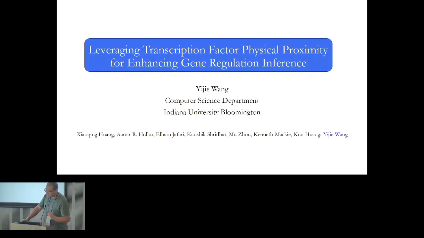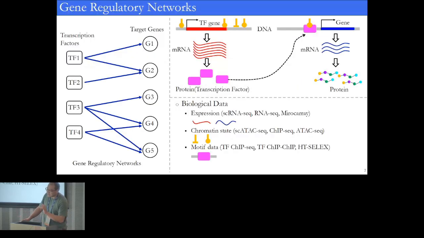Today, I'm going to talk about our work using physical transcription factor proximity to improve gene regulation inference. As we all know, gene regulation inference is a long-term challenge in systems biology. In this paper, we'll focus on transcriptional gene regulation. The ultimate goal is to predict the bipartite graph, the gene regulatory network.